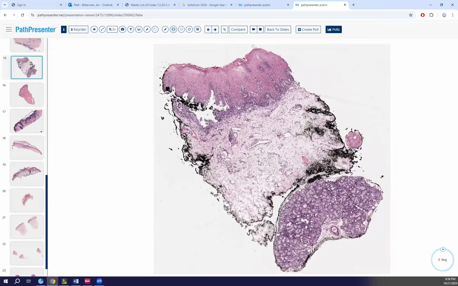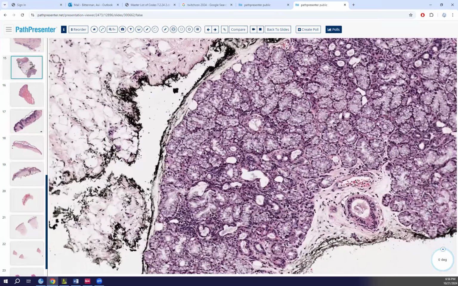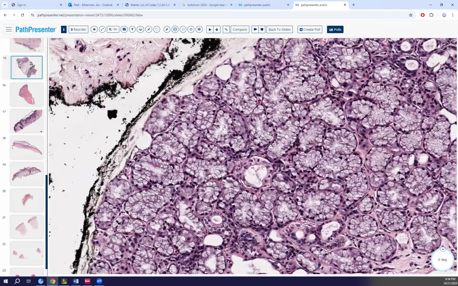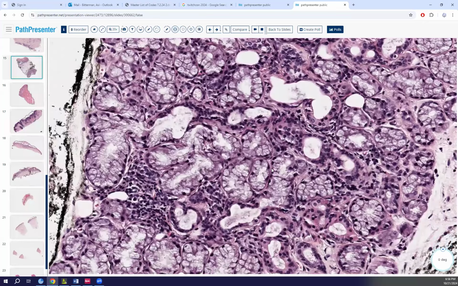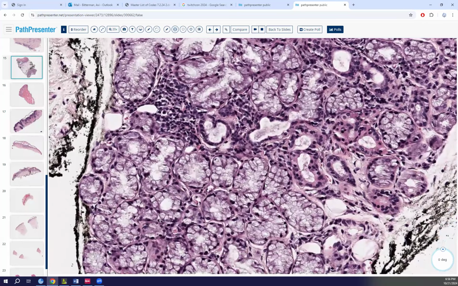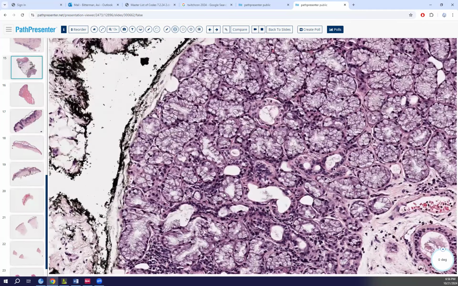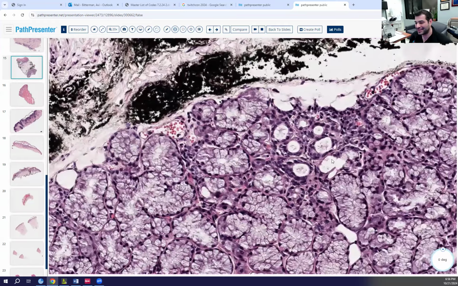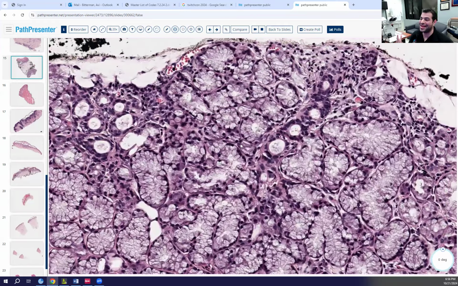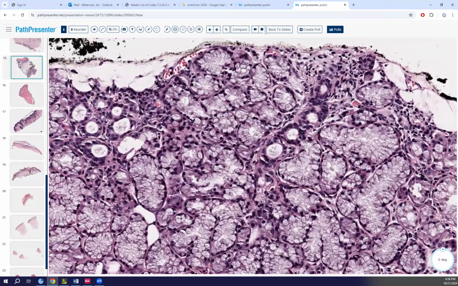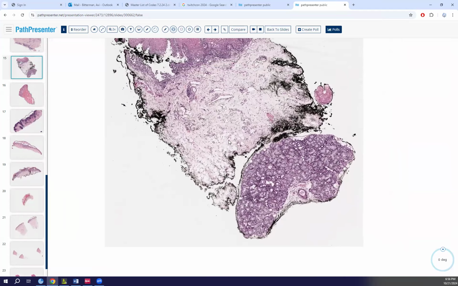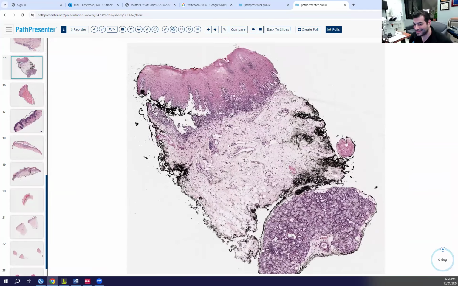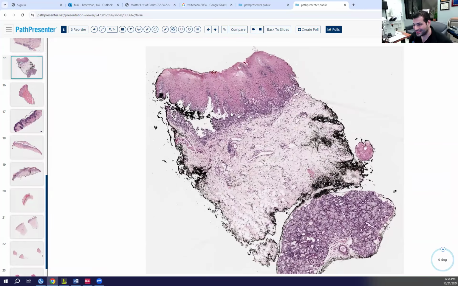Oh wow. Can you zoom in on that bottom thing? I have no idea what that is actually. It looks weird. It almost looks like it's trying to be apocrine. Well, let's take a step back. What thing is it? A gland. It's a gland. It's not one that we typically see on the skin. I guess maybe it's cut weird.